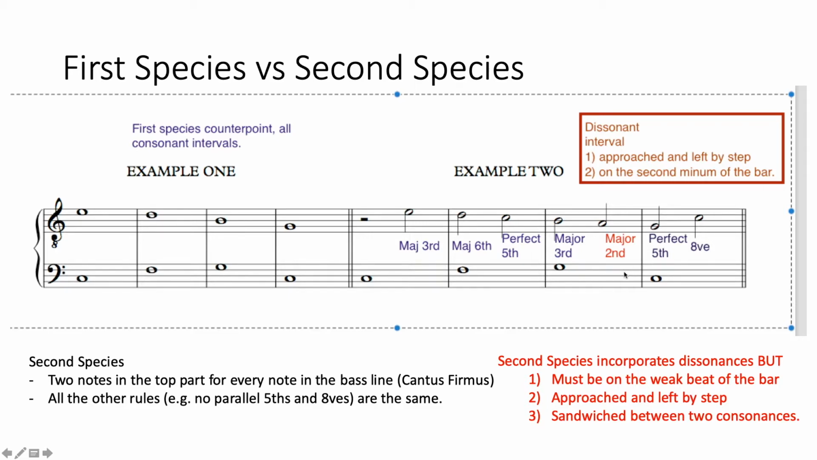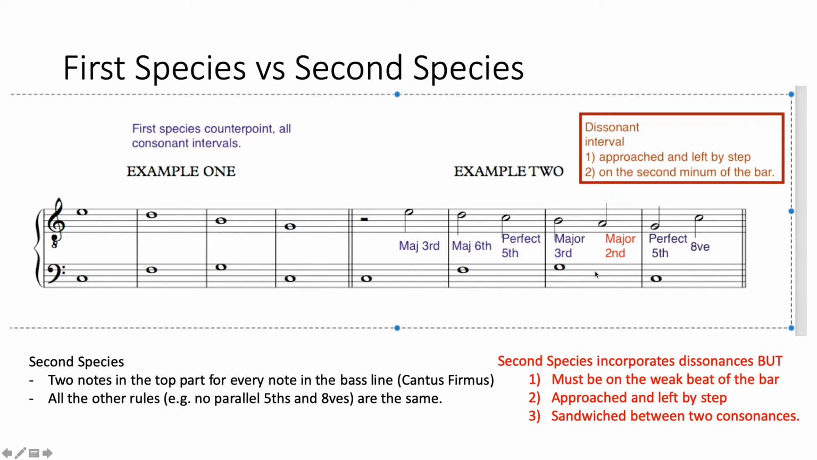And when we're thinking about dissonances in a contrapuntal sense, they've got to be treated in a very particular way, and they're treated with these three rules down here. Dissonances must be on the weak beat of the bar. So in a second species exercise where we've got these two notes in the given part, they need to be on the second minim. They are approached and left by step.